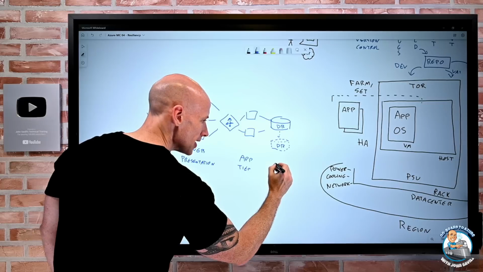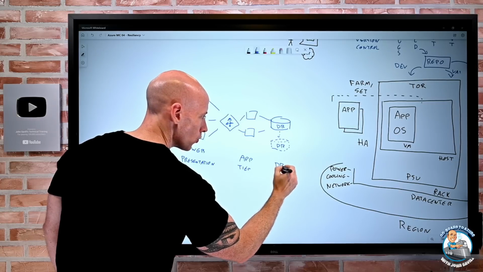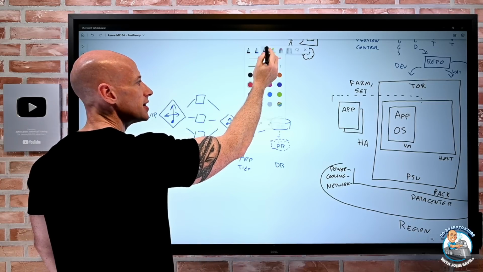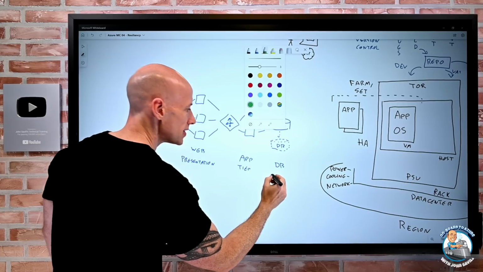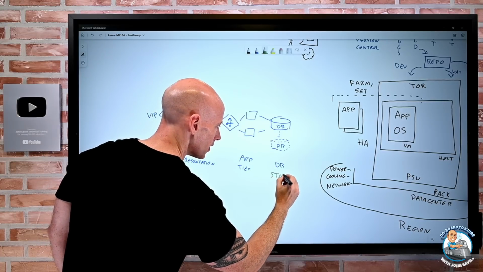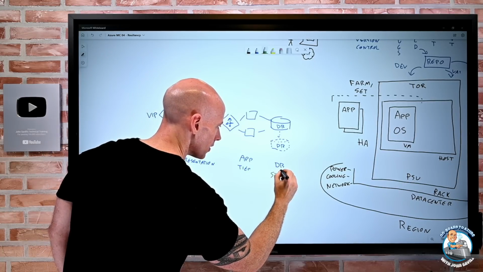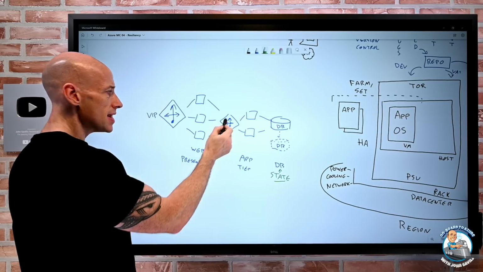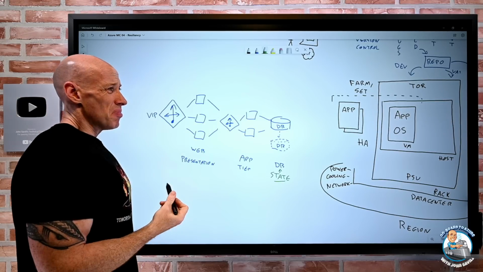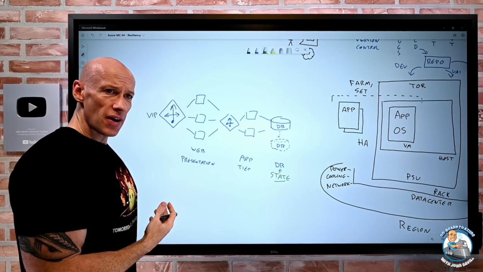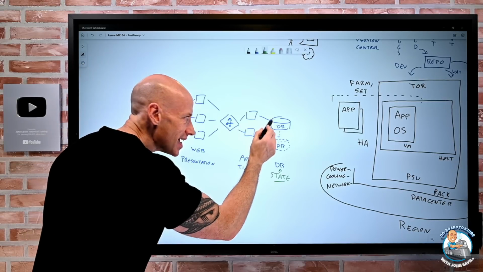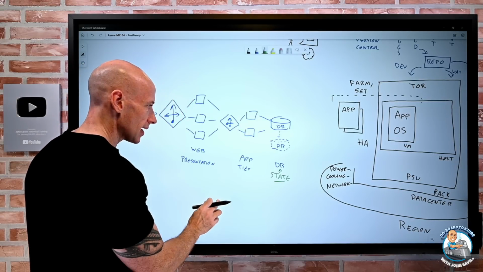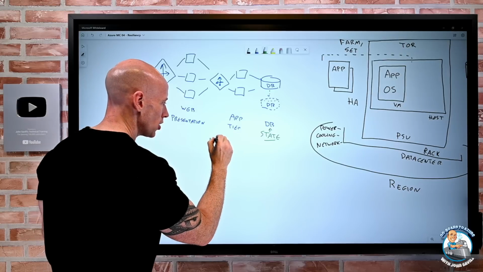Now, if I look at this, where's the state? Where's the thing I really care about? Well, it's here. That's the thing I would have to make sure I'm thinking about replicating. These, I could just have other instances of. I could even recreate them. This I need to make sure I'm replicating. These pieces have no state.